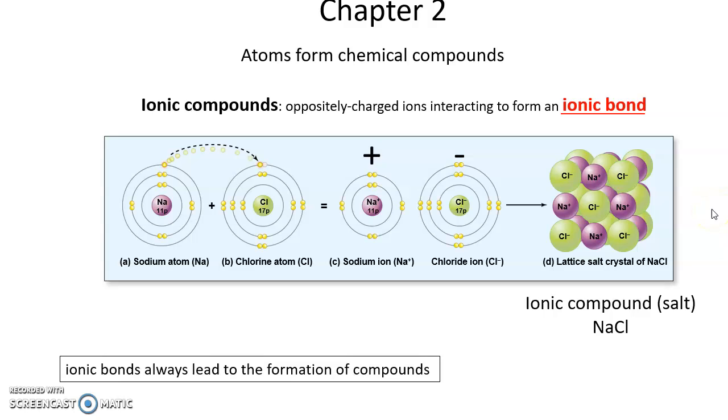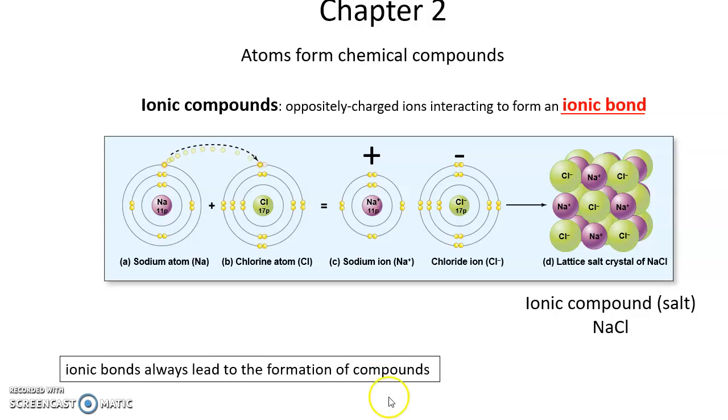So, ionic compounds. Ionic compounds are formed when atoms associate via the ionic bond. So what happens is you have oppositely charged ions that then interact and form the ionic bond, which is pretty stable. So for instance, here we have a sodium atom with 1 electron in its outermost shell, a chlorine atom with 7 electrons in its outermost shell. The sodium atom gives up its electron, the chlorine atom takes the electron. Now we have a positively charged sodium ion, a negatively charged chloride ion, and they associate, they form the ionic bond that now keeps them together molecularly.